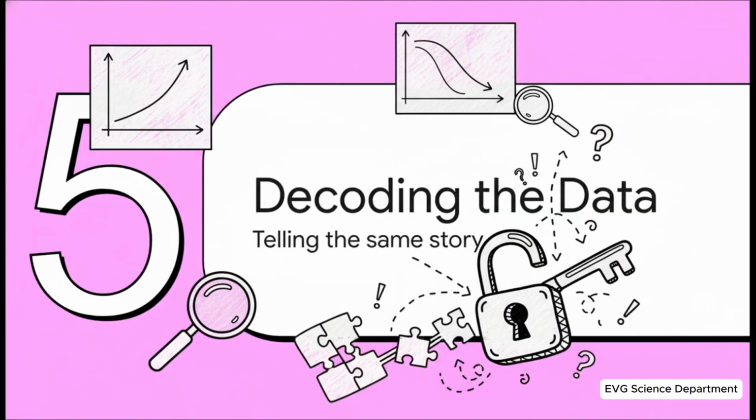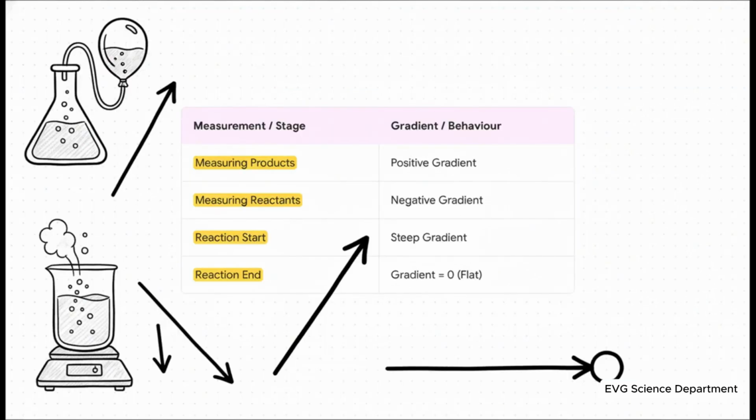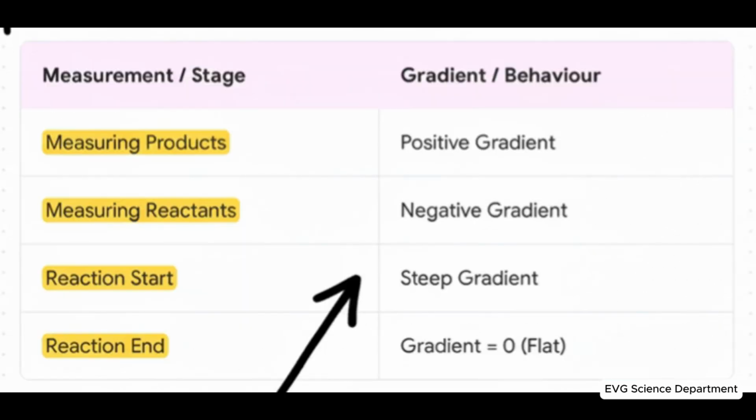Okay, so we've gathered our evidence using two totally different methods. We've got two graphs that look like opposites. One goes up, one goes down, but they're telling us the exact same thing. So now, let's put it all together. This table just lays it all out perfectly. If you're measuring a product being made, like our gas volume, you get a positive slope, an upward curve. If you're measuring mass being lost, you get a negative slope, a downward curve. But here's the key takeaway. In both cases, a steep slope means a fast reaction, and a flat line, a slope of 0, means the party's over, the reaction is done.